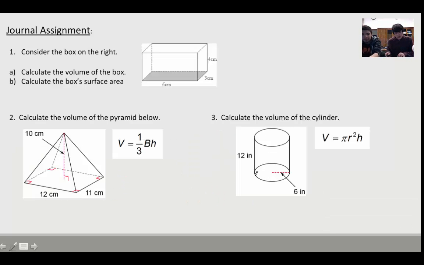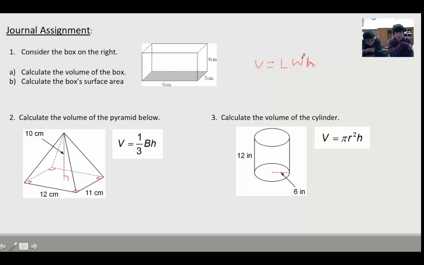Journal assignment. All right, for number 1, you would first have to remember the volume of a rectangular solid. So it's going to be length times width times height. You use that to find the volume. And then to find the surface area, you find the surface area of both the tops, the bottom, the sides, and the other sides, and then you add all of the surface areas together to find the surface area of the box.